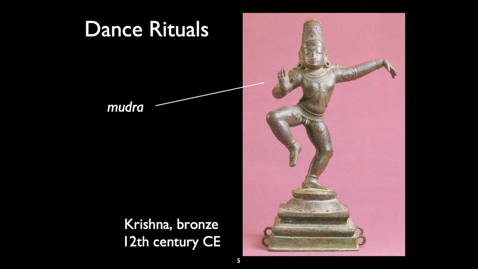This is a statue of Krishna as a young boy, and he is dancing. And you can see the lively animated pose that has his upper body turning and twisting, and the hand facing us with its palm out. This is a very important mudra you will see over and over again.